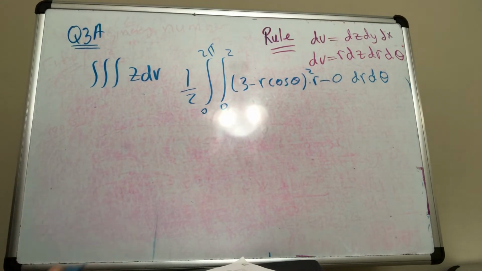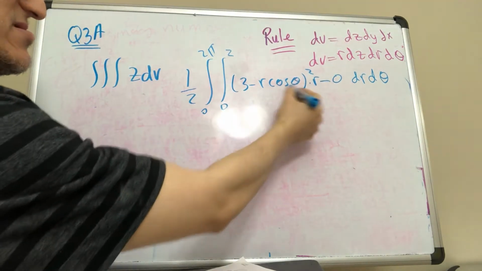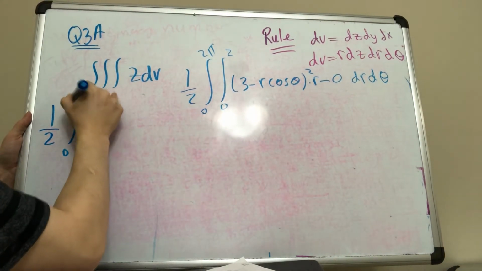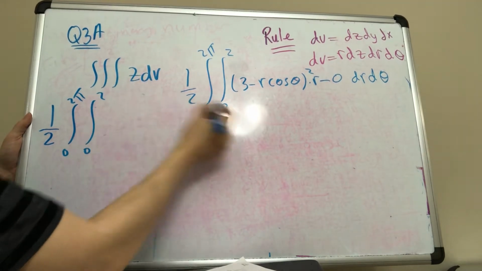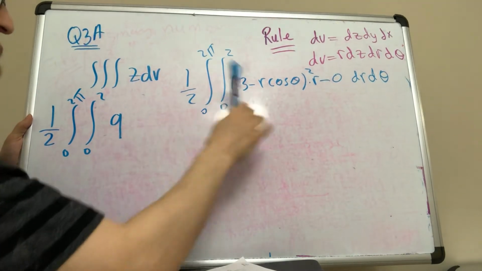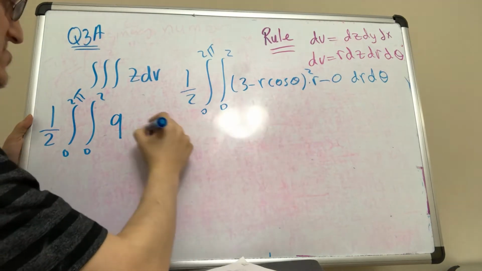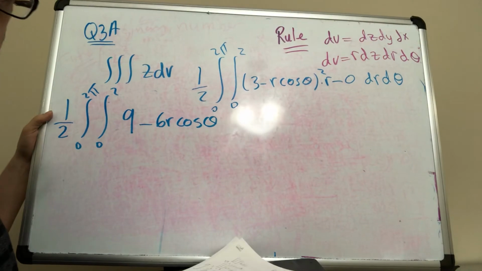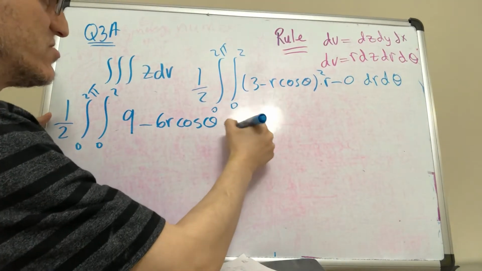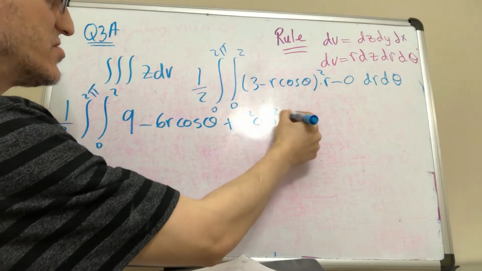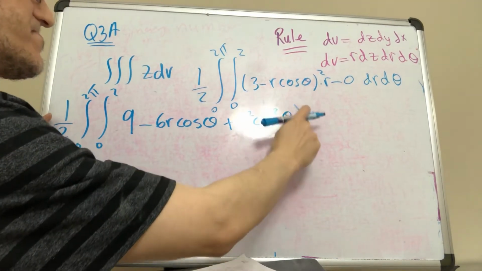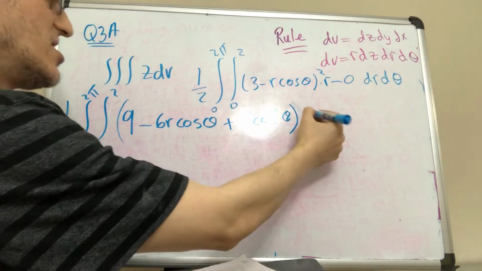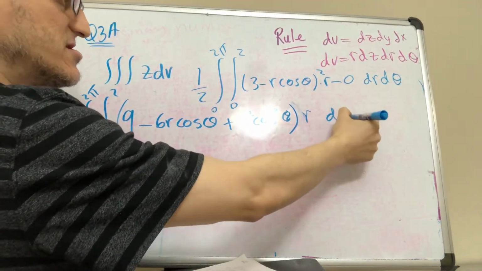So if we do this, we need to expand this first. So half outside, 0 to pi, and 0 to 2. This would be the first one squared, 9. Then first times second times 2, 6r cosine theta. And the second one squared would be r squared cosine squared theta. This is expanding. You still times r, and still dr d theta.